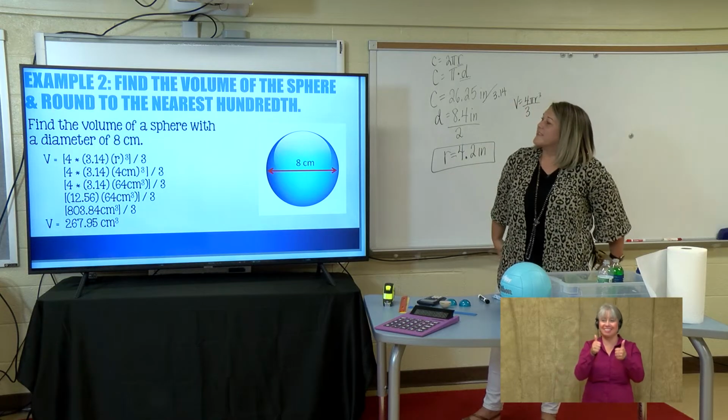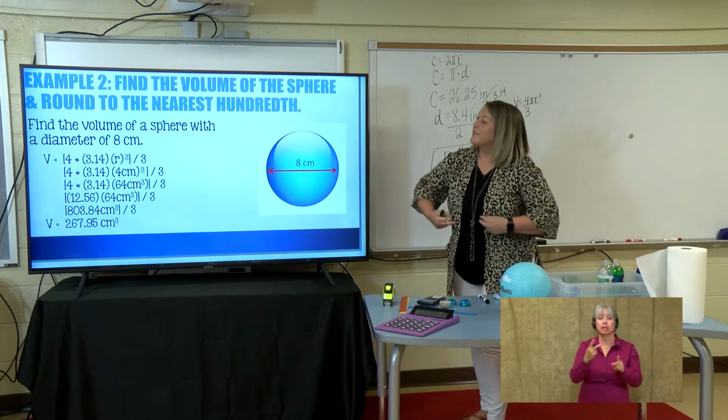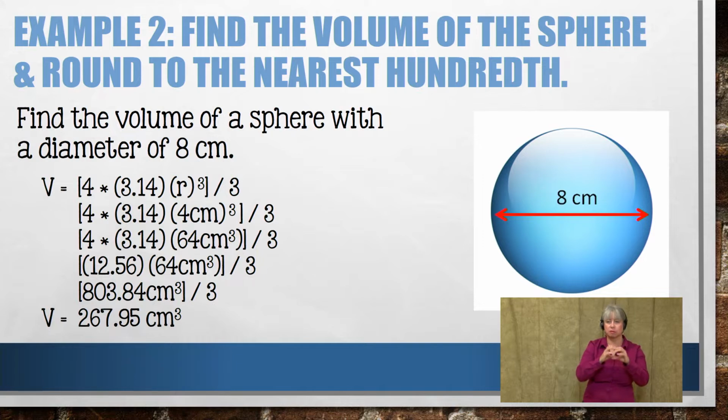This example says, find the volume of a sphere and round to the nearest hundredth. We have a sphere here, and it's 8 centimeters. Okay? What is 8 centimeters? Is that the diameter, or is that the radius? That is the diameter, because it's all the way across. So in order to find the radius, what do we have to do? Split it in half, that's right. So if I split 8 in half, that's going to give me 4.